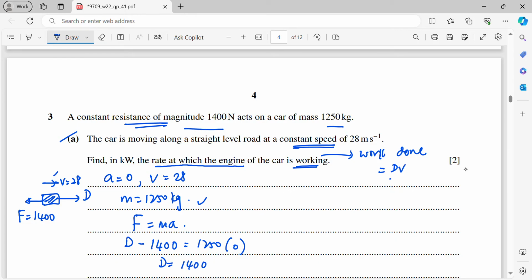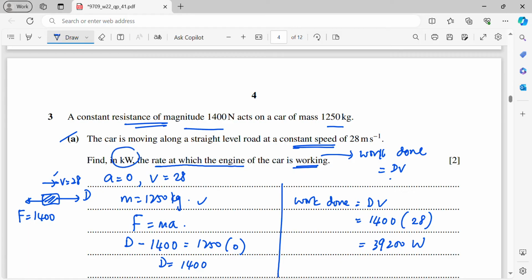Right? Then after that, my work done, that is driving force times speed, that is 1400 times 28, and then you will be getting 39200 watts. Now the question is asking for kilowatts, which means you divide by 1000, therefore that is 39.2 kilowatts. So that's the answer for 3A.